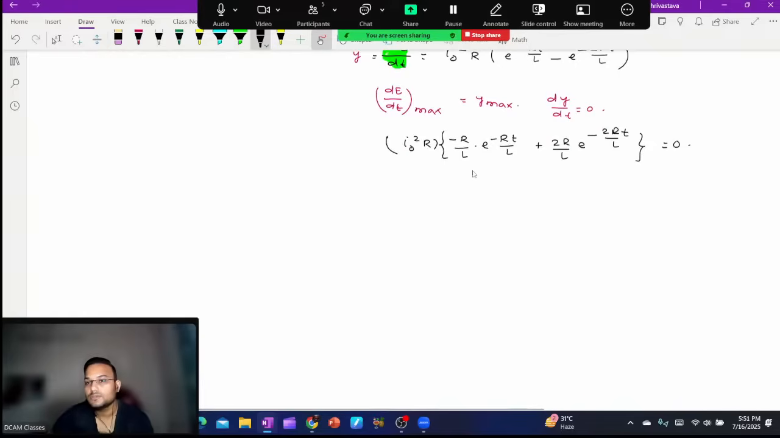So if you solve this one, you'll get e power minus RT by L is equal to 2 into e power minus 2 RT by L. So 1 by 2 is equal to e power minus RT by L.